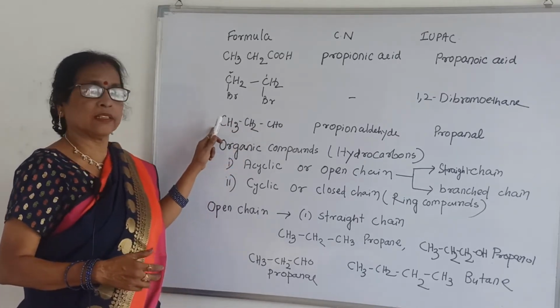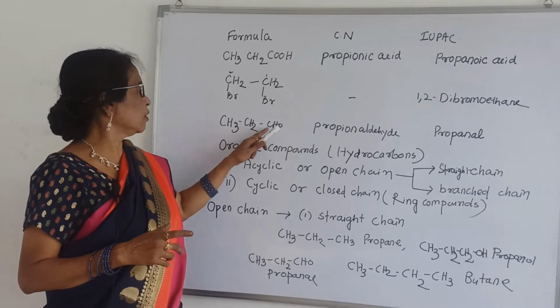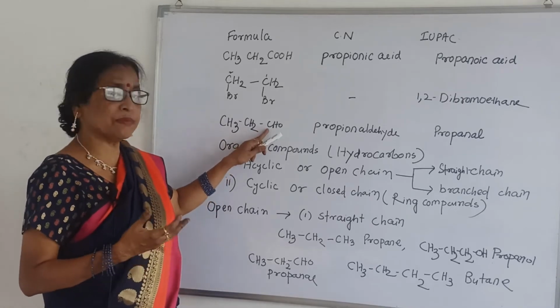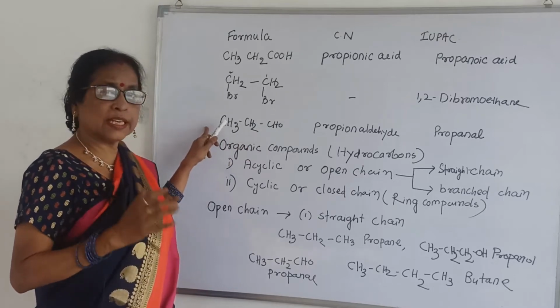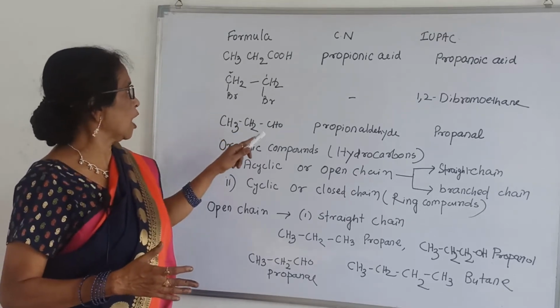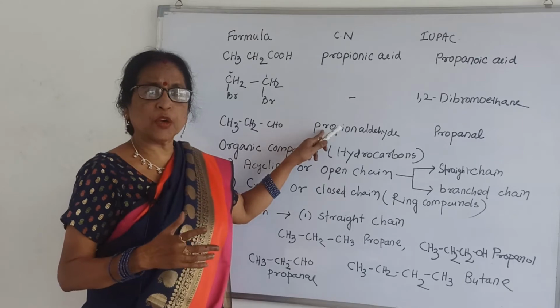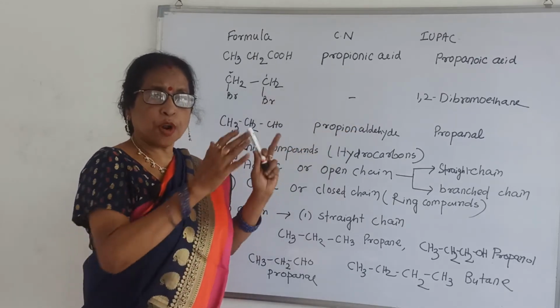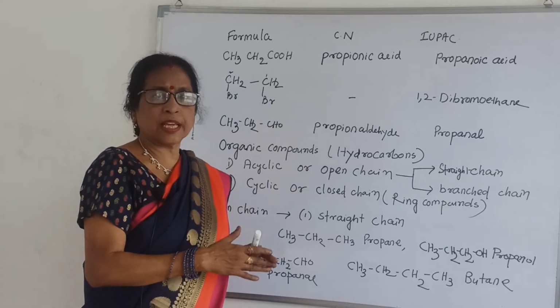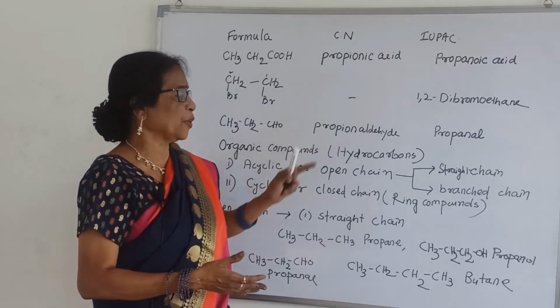1, 2, 3. 3 means prop. And this functional group itself contains carbon, so it is 1, 2, 3. Total 3 carbon means prop. So the common name is propio. See here, propionic acid, propionaldehyde. Propionic acid if the acid group is there, and if the aldehyde group is there, propionaldehyde.